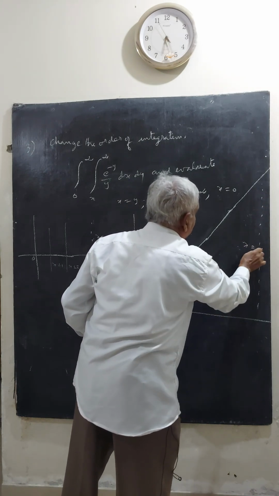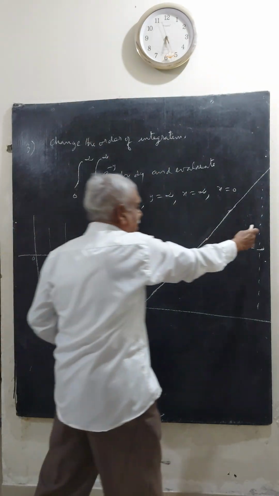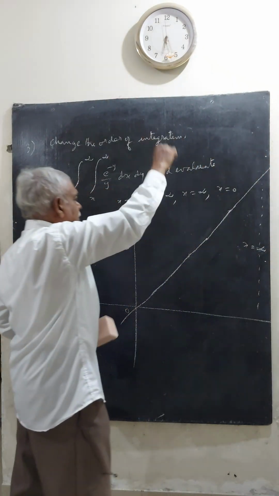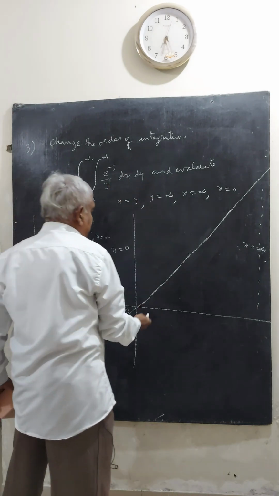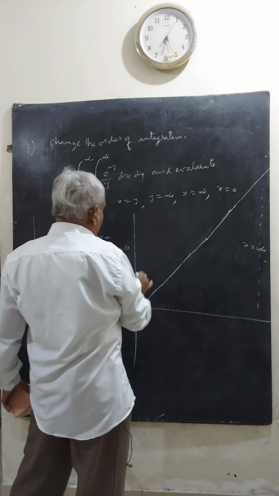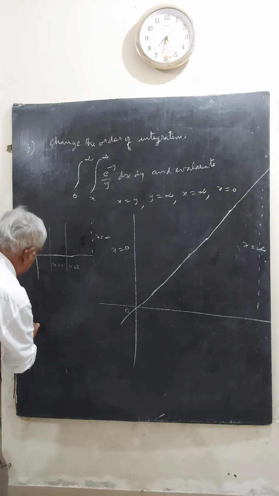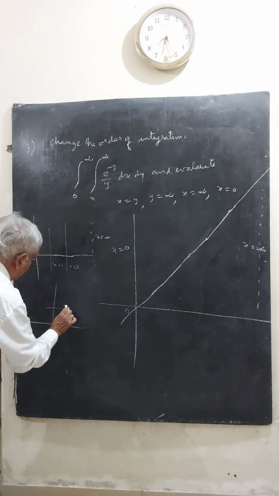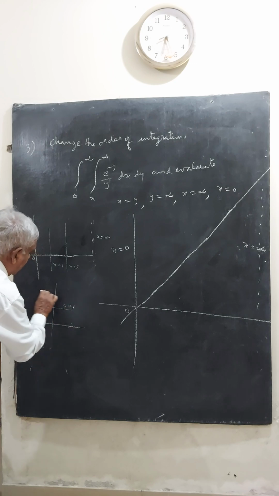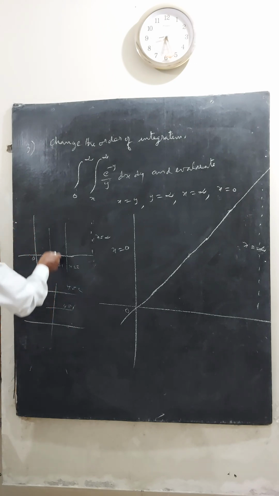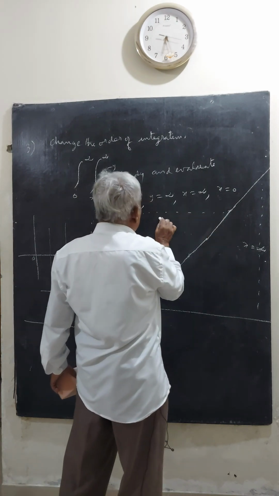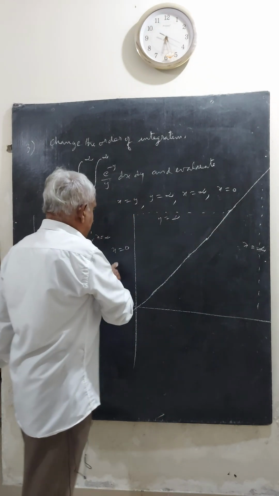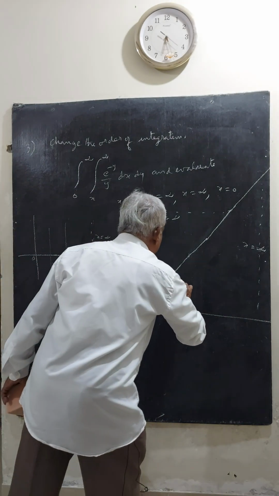This curve is x equal to infinity. This line is at infinity. Similarly, y equal to infinity: y equal to 1, y equal to 2, similarly y equal to infinity, that dotted line is y equal to infinity. X equal to 0, this is x equal to y.